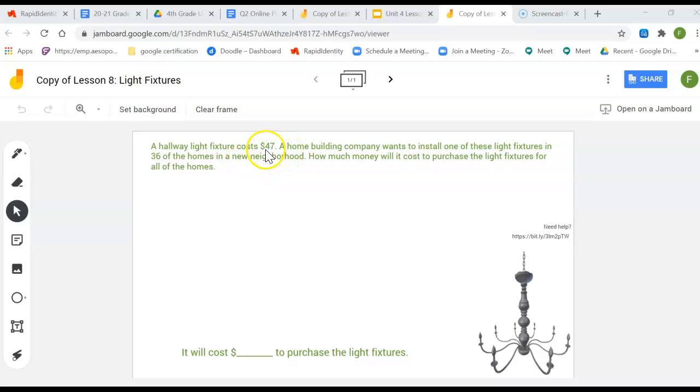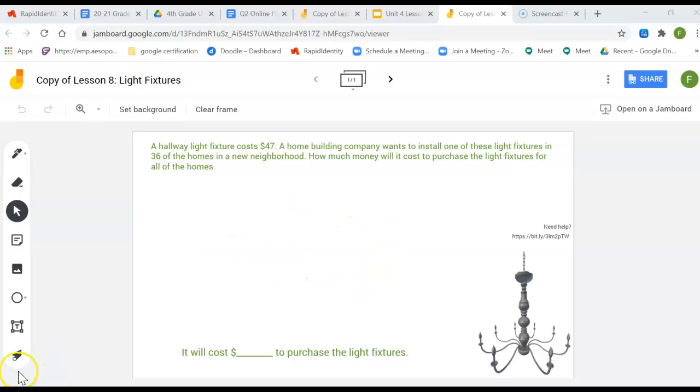So the hallway light fixture costs $47, and the building company wants to install these light fixtures into 36 homes. They're $47 each, so we know it's going to be a multiplication problem. The question is, how much money will it cost to purchase the light fixtures for all of the homes? Down here you just put your answer in there, but I want you to show your work right here.